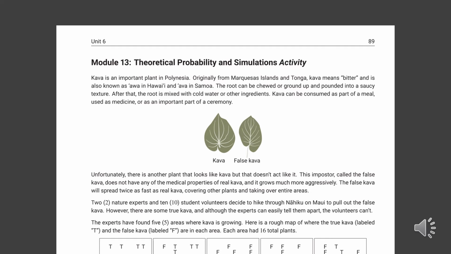In this activity, we are looking at a popular plant in Hawaii called the awa, which is more commonly referred to by its Tongan name, the kava. The kava is used to make a bitter drink that is really popular in ceremonies and parties. And while it's really well liked in Hawaii, it has an evil twin known as the false kava. Unlike real kava, the false kava is highly invasive and grows aggressively in the wild, often covering large areas and smothering native plants.